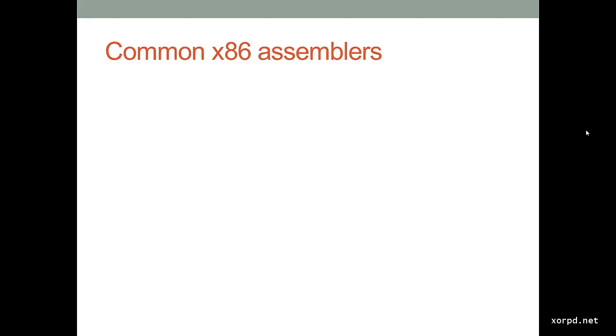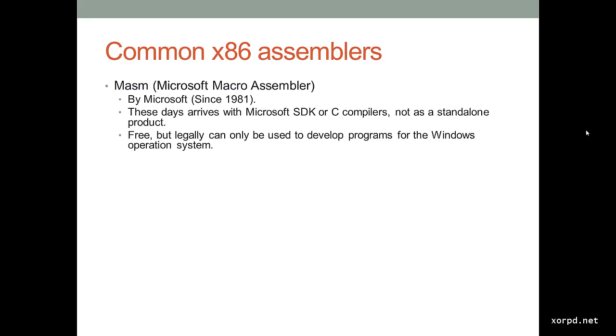Some common x86 assemblers. The first one, one of the most famous ones, is MASM, also known as Microsoft Macro Assembler. It was created by Microsoft about 1981. These days, this assembler arrives with Microsoft SDK or C compilers, and it cannot be found as a standalone product. That means you can't really search for it and then download it from Microsoft's website. You have to get it through something else, like together with Visual C++, or maybe together with the SDK.